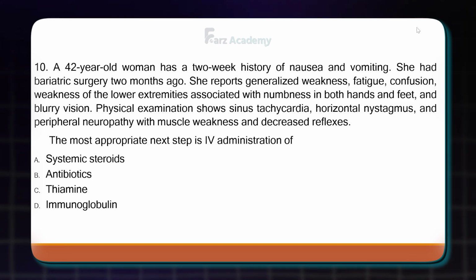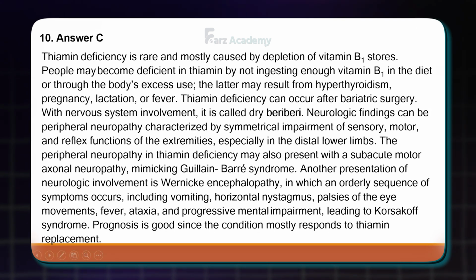If you can guess the diagnosis, very typical symptoms have been given, which will take you to the diagnosis: nausea, vomiting, bariatric surgery, nystagmus, peripheral neuropathy, muscle weakness, decreased reflexes. If you know the diagnosis, then you can answer what is the treatment of it. You can answer in the chat box. Just go for it. Okay, let's see what the correct answer is. It's C. C is what? Thiamine, because this is a very typical case of thiamine deficiency.